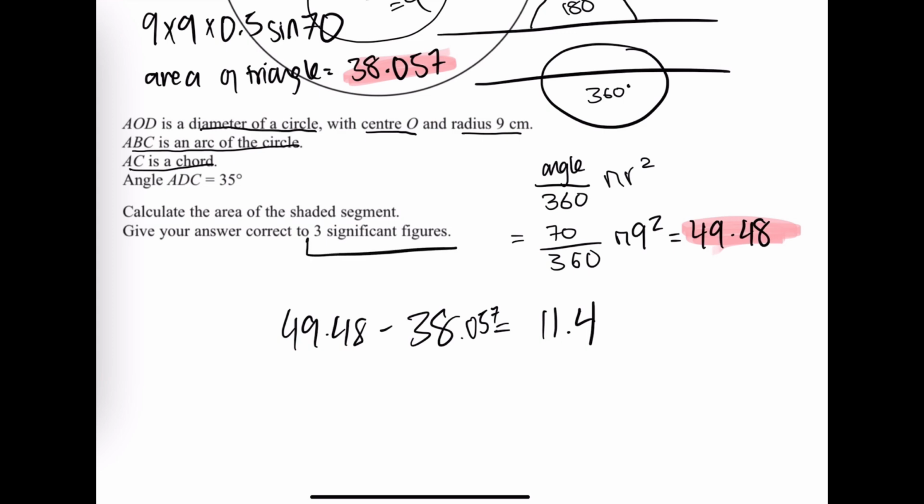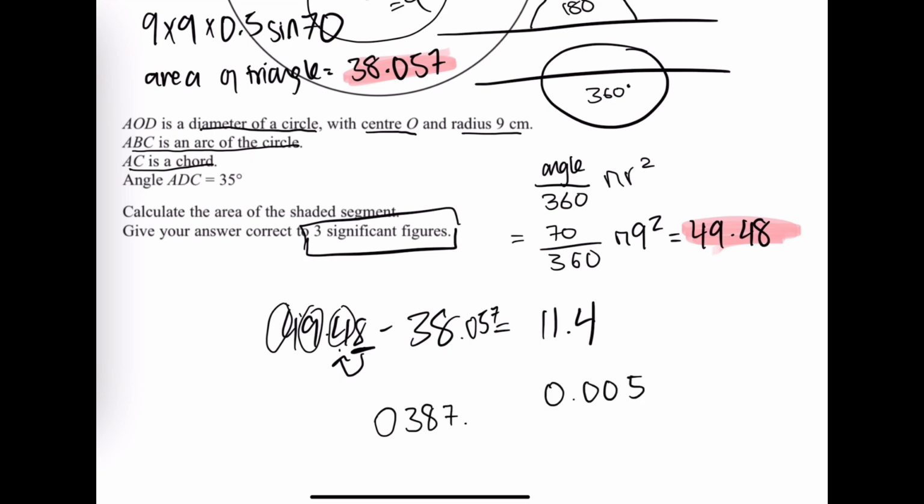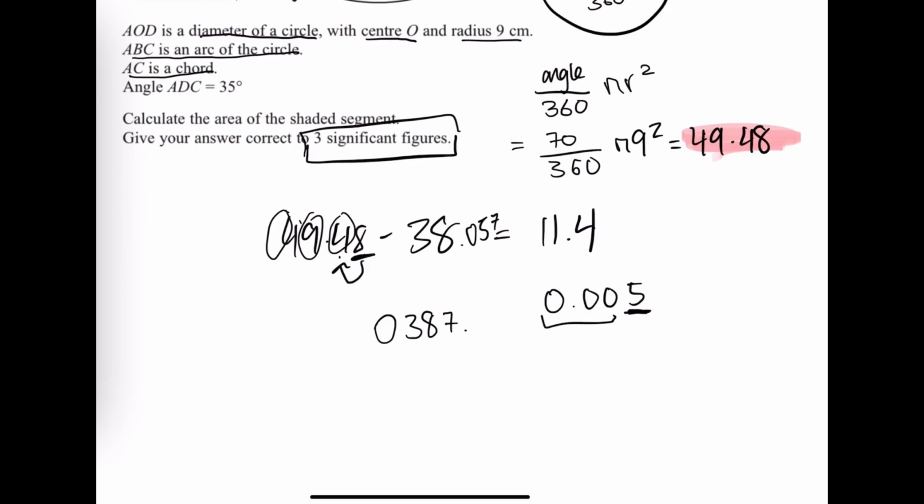Because they need it to 3 significant figures. What 3 significant figures means is that you take, let's say, 1, 2, 3 digits, and then you look at the next number to see if you round that last digit up or down. And if there is a 0 before, so let's say 0.0387, or let's say 0.005, you do not count these. You start from the first non-zero digit.